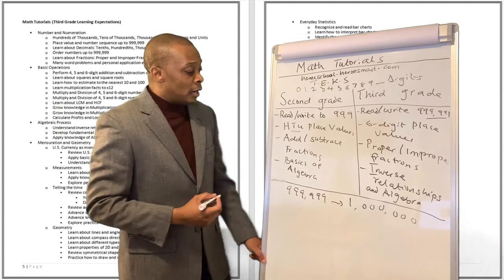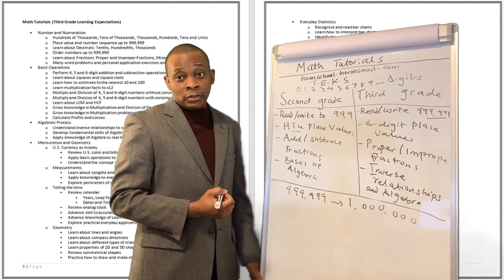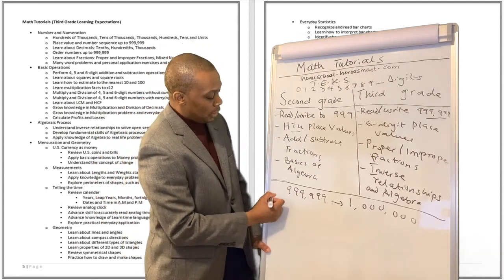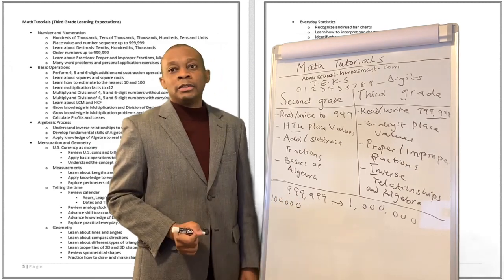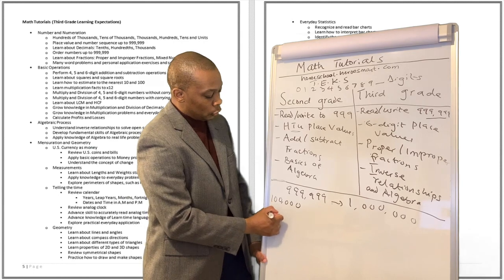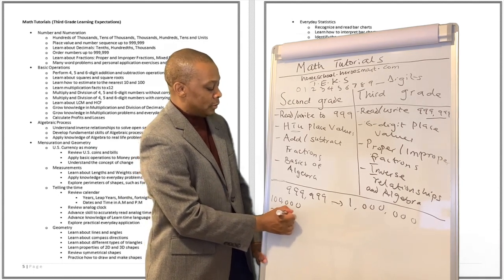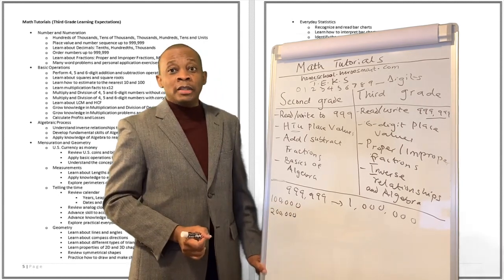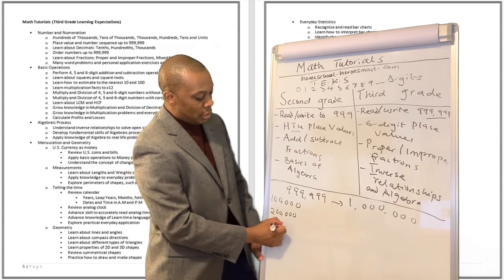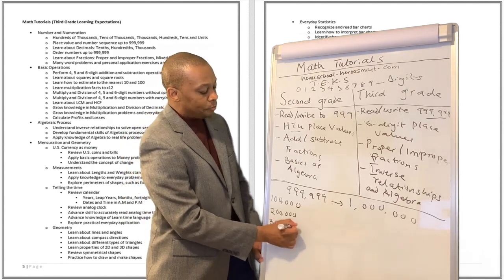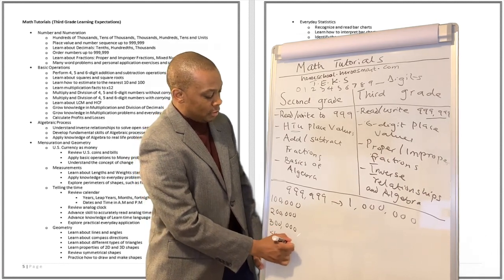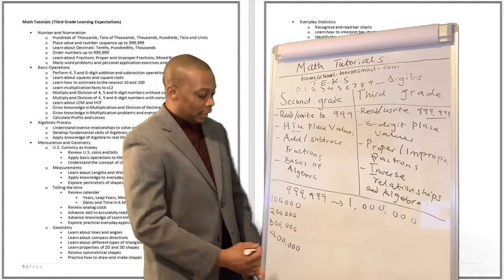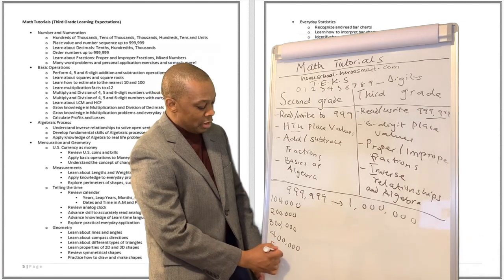Well, you can start counting by 100,000s to start with. So you can say this is going to be 100,000. You tell the child that. This is 200,000. Tell the child that as well. This is 300,000. This is 400,000. Now this is going to be 500,000.